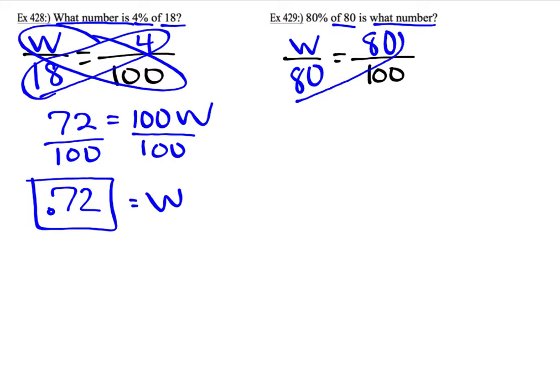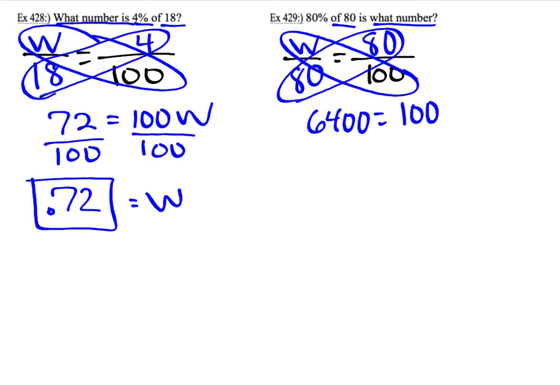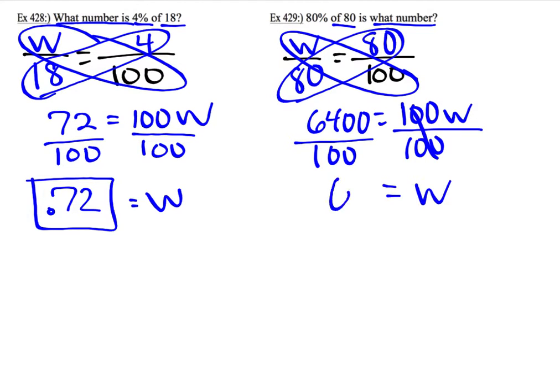Cross products here, 80 times 80 is 6,400. 100 times W is 100W. We can divide both sides by 100. And that gets W by itself, giving us W equals 64. So 80% of 80 is 64.